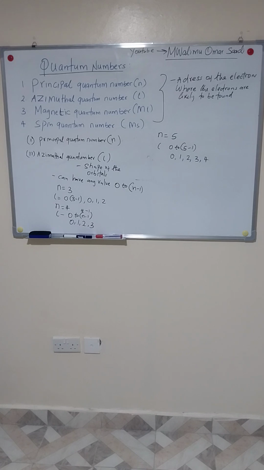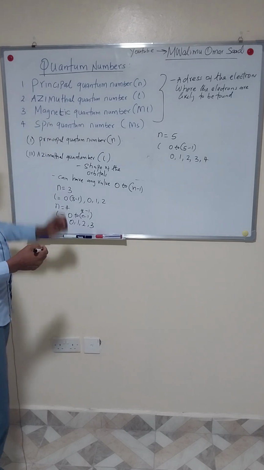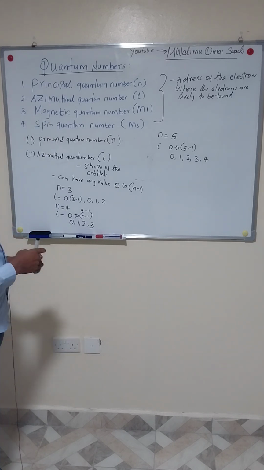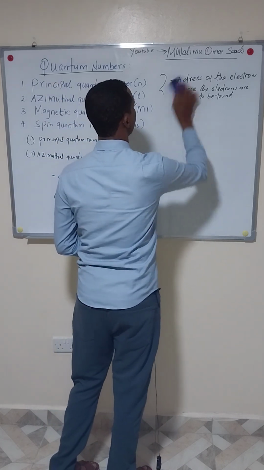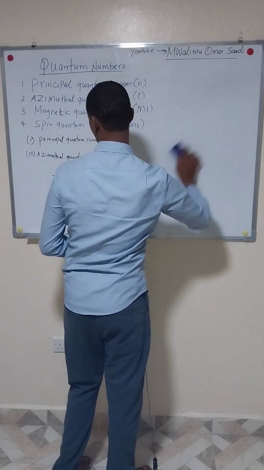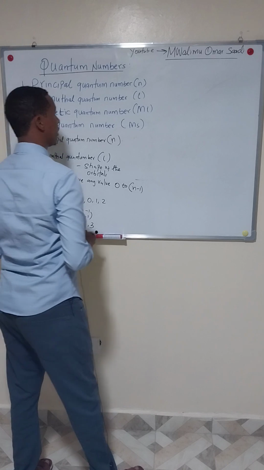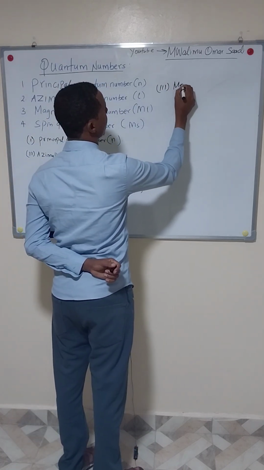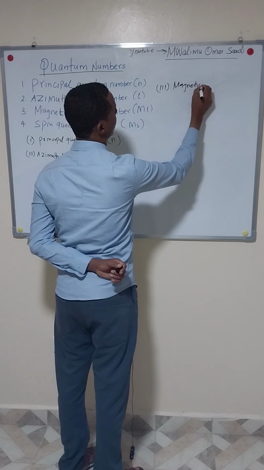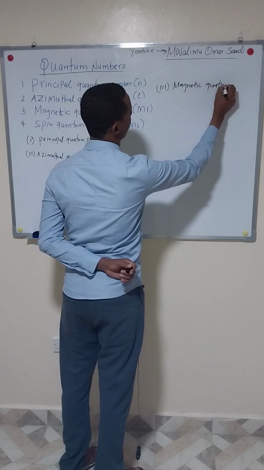And that is the azimuthal quantum number, or the angular momentum number. So let's see next the magnetic quantum number, ml, that is the third quantum number.